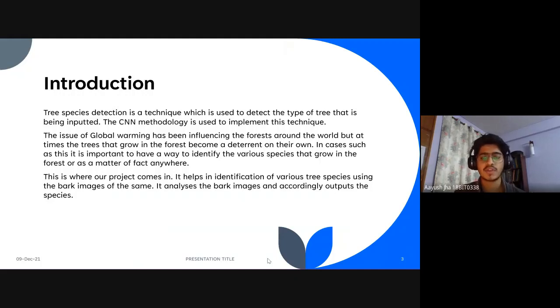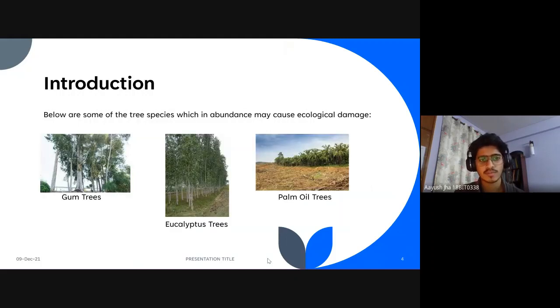It helps in identification of various tree species using the bark images of the same. It analyzes the bark images and accordingly outputs the species. Below are some of the tree species which are in abundance and cause ecological damage. So the first is gum trees, then there is eucalyptus trees and palm oil trees.